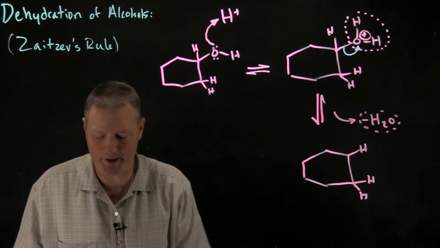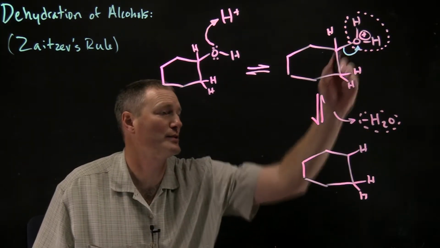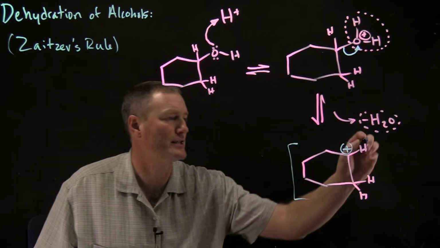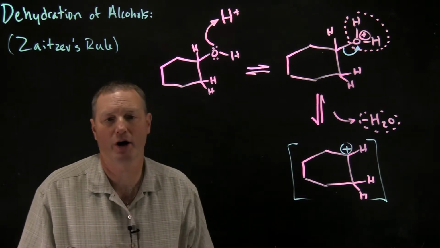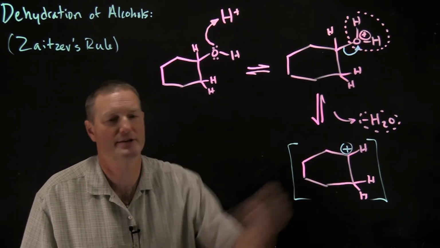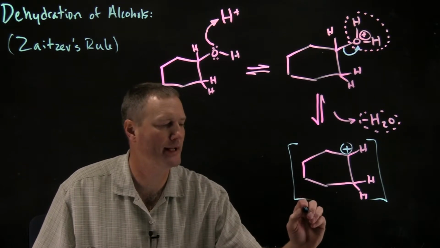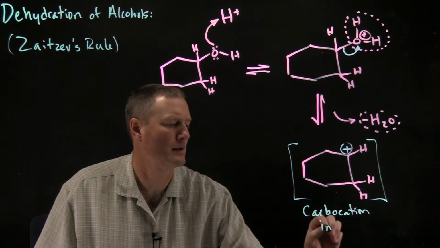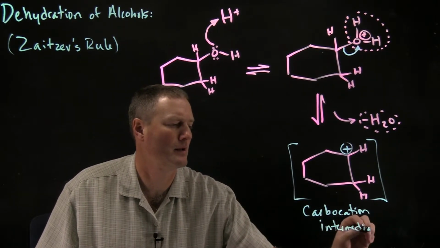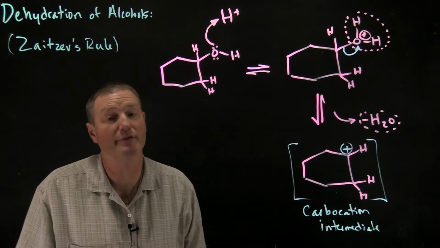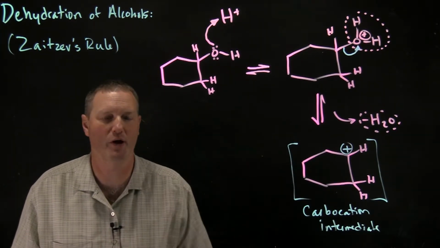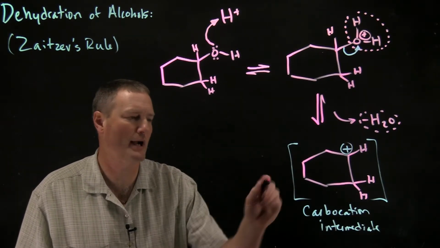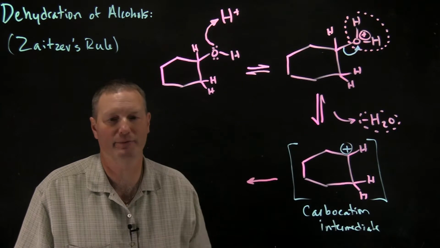And now look at that carbon there that was attached to the water. So when those 2 electrons are removed, it's going to create this species where we now have a carbon that's only got 3 bonds to it, and notice it's a plus charge. This is called a carbocation intermediate. Now that carbocation intermediate is a very fleeting intermediate. It doesn't hang around for very long. It's very reactive.